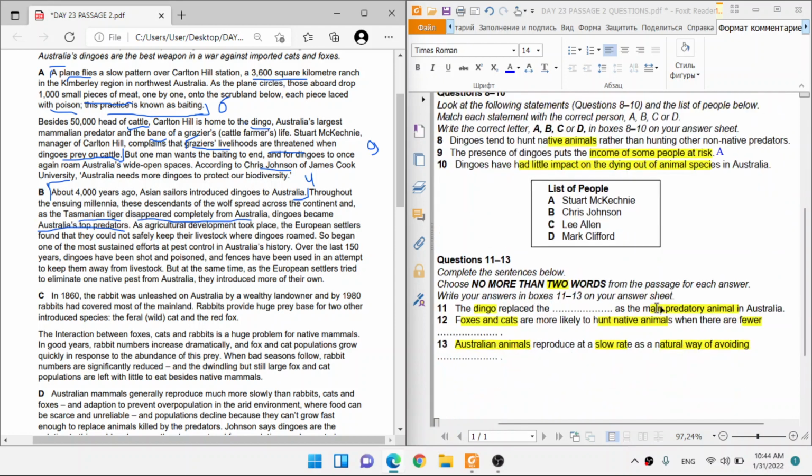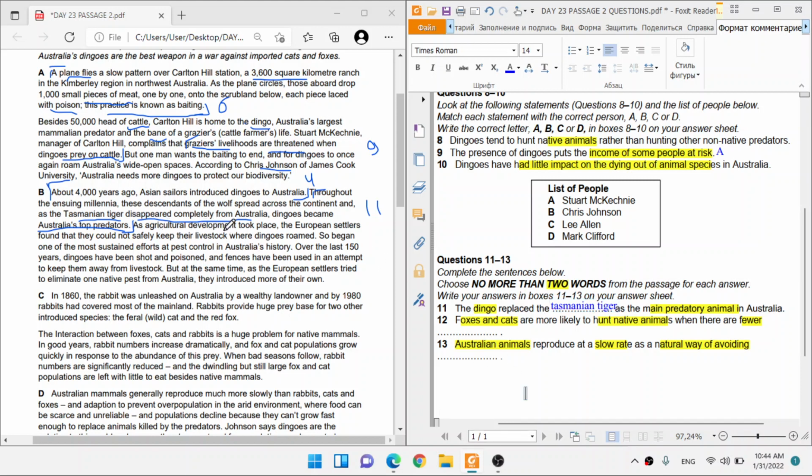Okay, so there was a top predator descended from the main predator animal. In the past, it was the Tasmanian tiger. Because it completely disappeared, the dingo replaced it. That's question number 11, the dingo replaced the Tasmanian tiger as the main predatory animal.